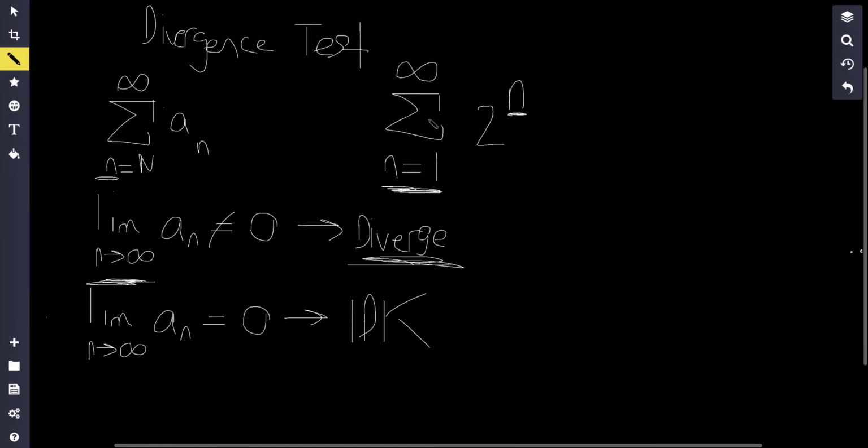You just have to see if your terms are getting bigger and bigger. If you're adding up bigger and bigger terms, well, it's diverging. If you try to add all of them up, it's just going to get a bigger and bigger value, so it's going to diverge.